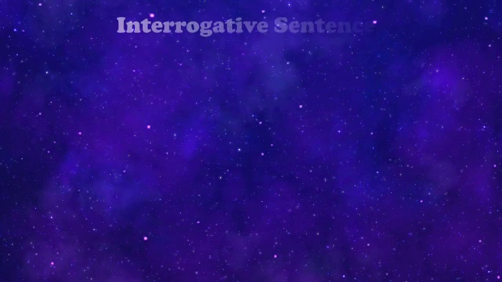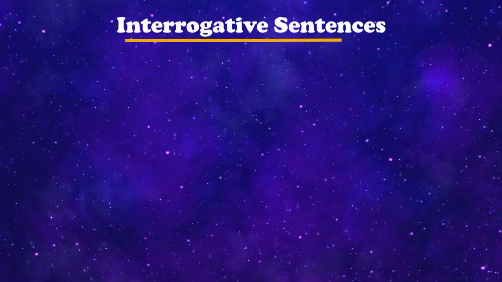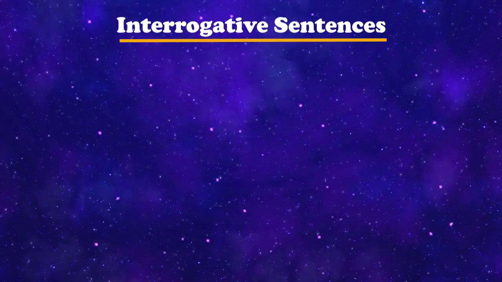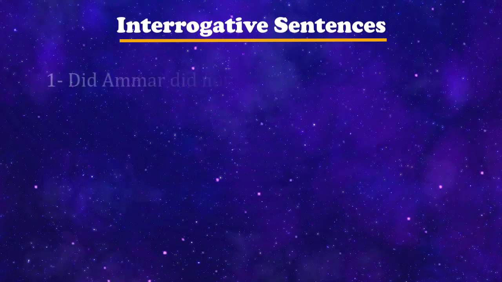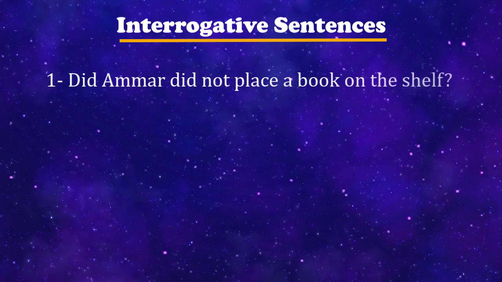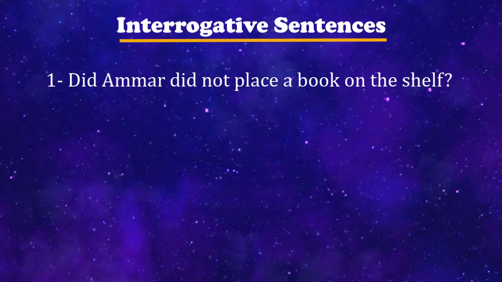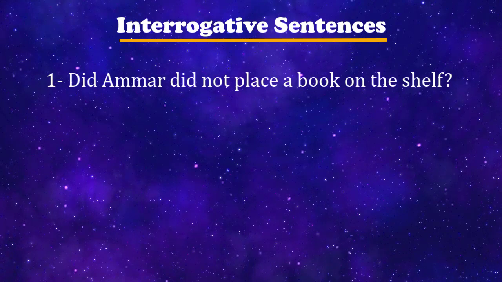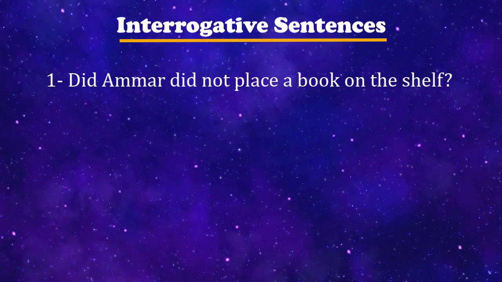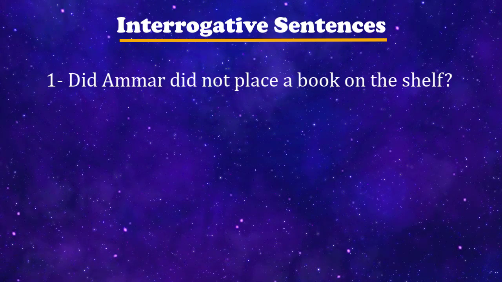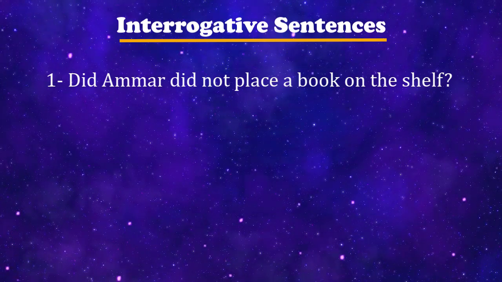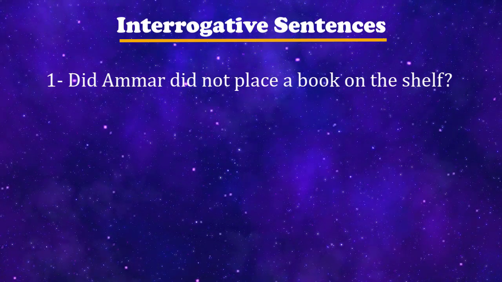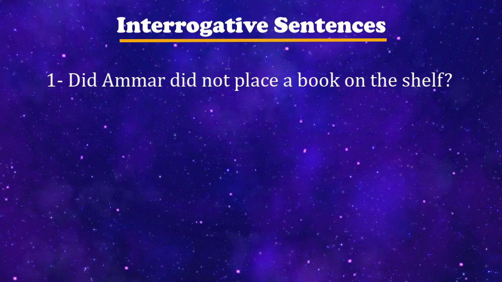Now let's look at how we can make it interrogative. To make them interrogative, we put did at the beginning of the sentence. And please don't forget to put a question mark at the end. How can we make them? Did Ammar place a book on the shelf? In interrogative sentences also, we eliminate ed from the verb, or we can say we write the verb in the first form. Did Ammar place a book on the shelf?